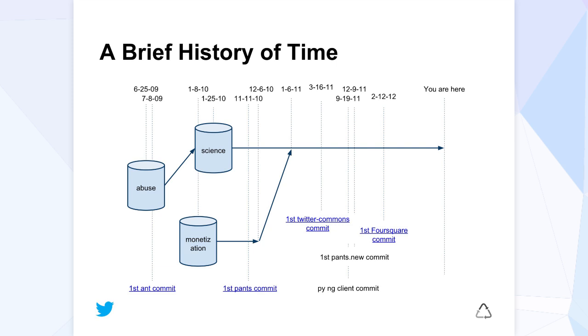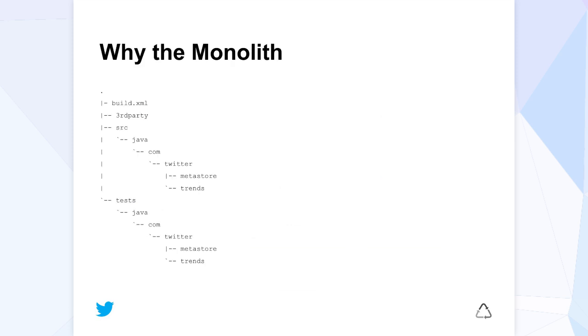The abuse repo over on the left started out as an Ant build. This is the repo I started working on when I started at Twitter. In that Ant build, we had a source tree that looked like this. There's a source branch, but we had a repo where there were many projects in it, but there was one source tree. And with an Ant build, when things started out, this was a monolithic Ant build. It was the simplest thing to do.